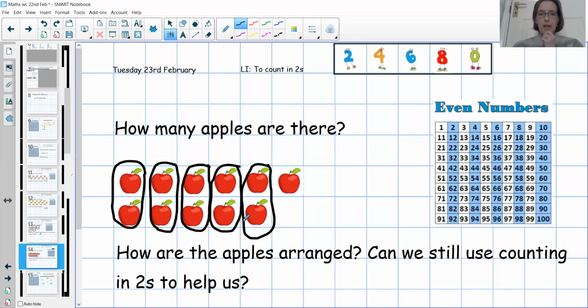So what number is left after 10? I might then just have to go 11. So I need to be able to switch from counting in 2s to counting in 1s when I've only got 1 left. All right, so there are 11 apples. It was still quicker to group and count these first lot in 2s and then add on the last one that we've got left to work out the total.